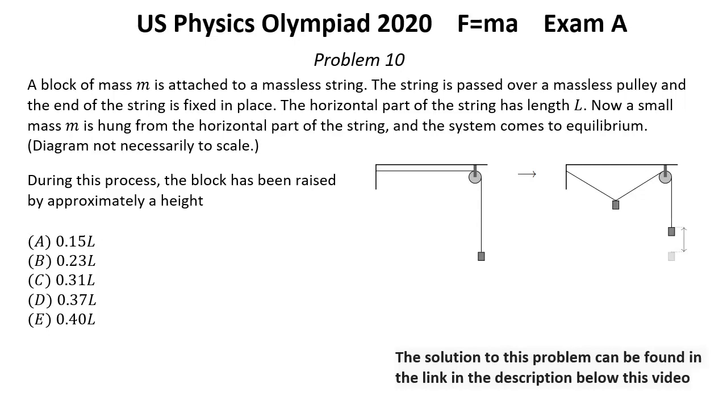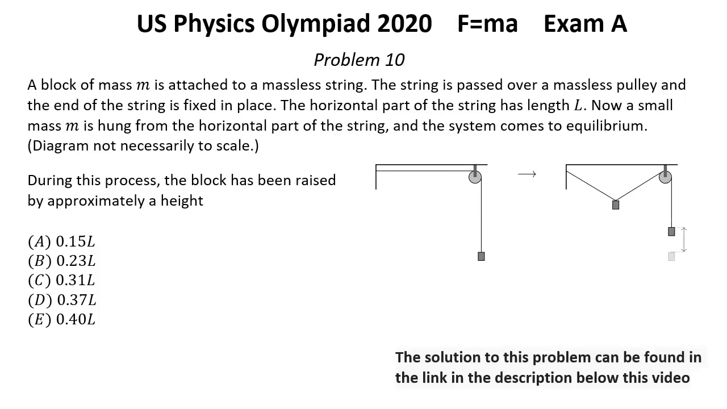Problem number 10. During this process of problem number 9, the block has been raised by approximately a height of which one? Solution for problem number 10. For force balance on the pulley, the strings must attach to it at an angle of 30 degrees to the horizontal.